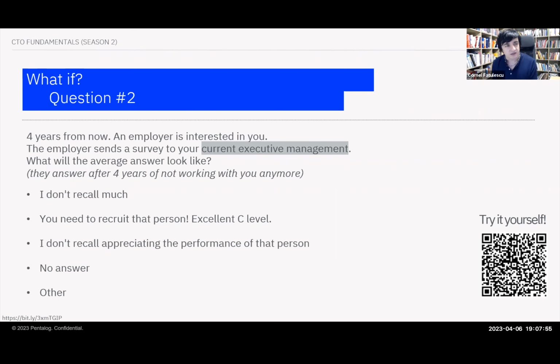The second question is, 4 years from now, an employer is going to look for you and try to employ you, and is going to ask the leadership that you quit today because of the accident, the executive management, what do they recall about yourself? And the idea is, how would an average answer look like? So I don't recall much. You need to recruit. Of course, there is another with an open question, and we'll see what Bob answers.